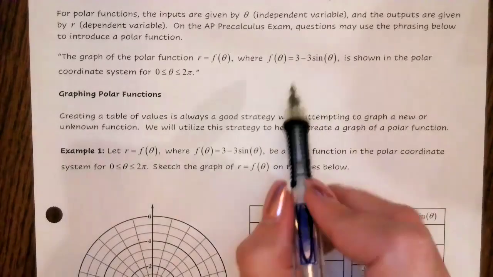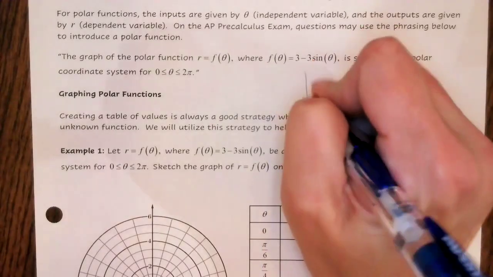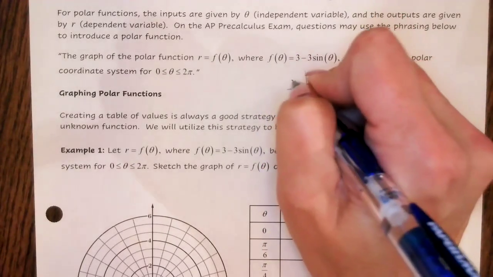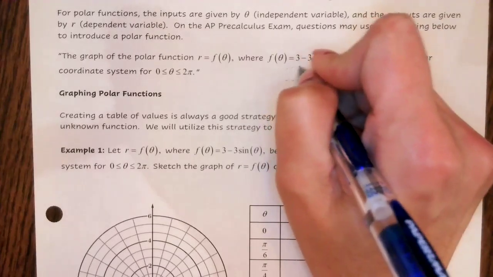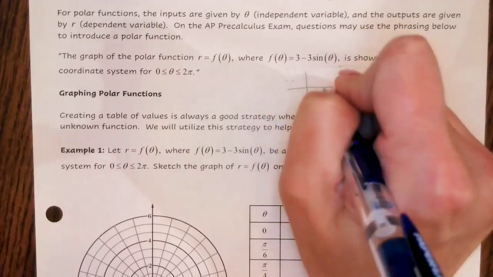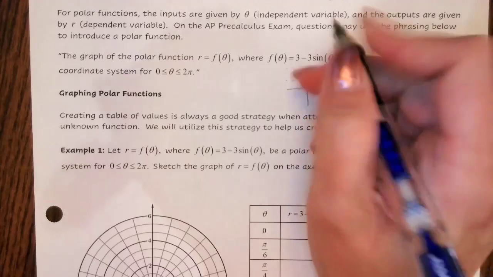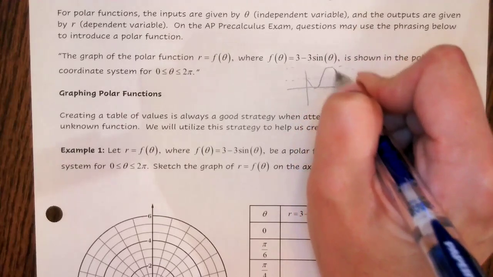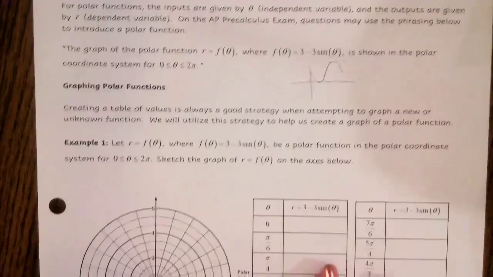In the past, we went ahead and graphed these on the rectangular. If you remember, this was our midline at 3, and then this was our amplitude of 3. And then this is the sine curve, which starts in the middle here. It is negative, so it would go down. And so we would get a graph that looks like this. So we have graphed these before. Now we're just going to graph them on the polar function table.